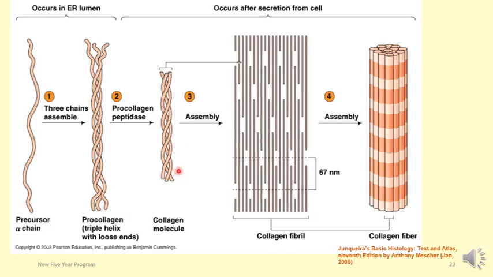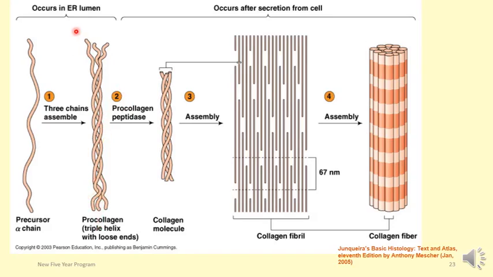Collagen fibers are formed by the fibroblast, for example. Part of the synthesis of collagen fibers occurs within the lumen of the rough endoplasmic reticulum. Collagen is formed of three molecules of alpha chains, which assemble forming a triple helix. This triple helix molecule is known as procollagen, with both ends loose.